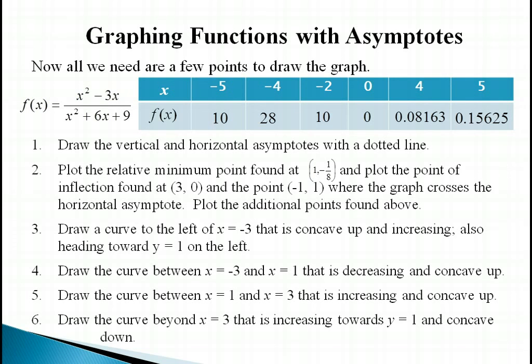To the left of x equals -3, you're going to draw the curve that is concave up and increasing and goes to the points that you plotted. Also keep in mind that you have a horizontal asymptote, so it's going to head toward y equals 1 on the left side. You're going to draw the curve between x equals -3 and 1 that's decreasing and concave up. Between 1 and 3, it's increasing and concave up. And beyond x equals 3, it's increasing towards y equals 1 and concave down. So go ahead and draw your graph, pause the video if you need to, and come back and check your work. On the next slide, I have the graph drawn.